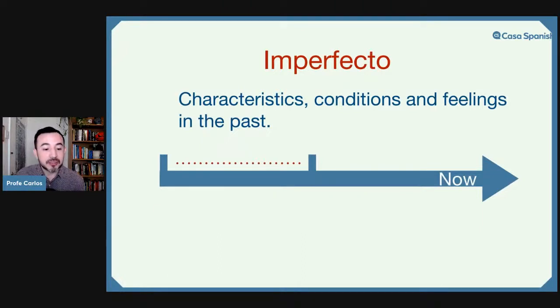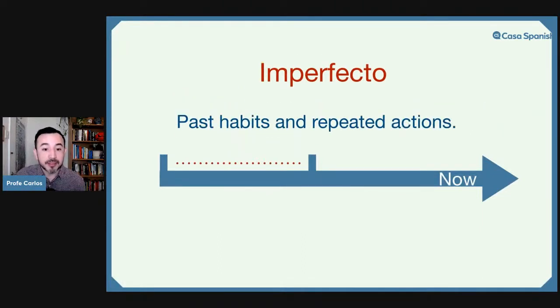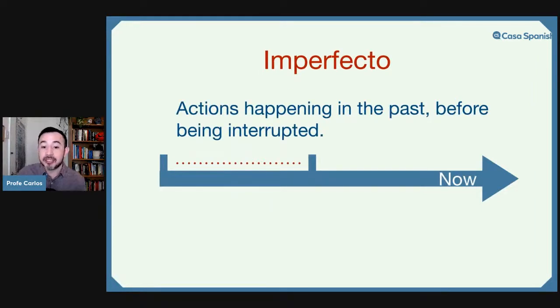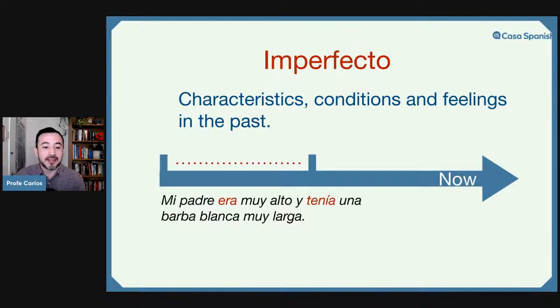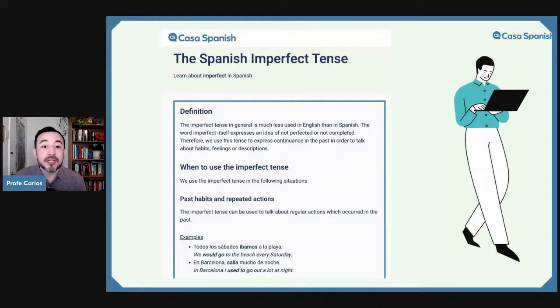Good. So just to remember, we're going to be working on three, guys. Past habits and repeated actions. Actions being interrupted in the past. And characteristics, conditions, and feelings in the past. These are the three we're going to work on. Excellent. I'm going to give you a link in the chat to these grammar explanations so you can go to our website and take time to revise later on.